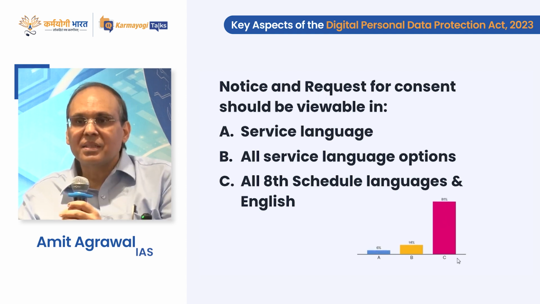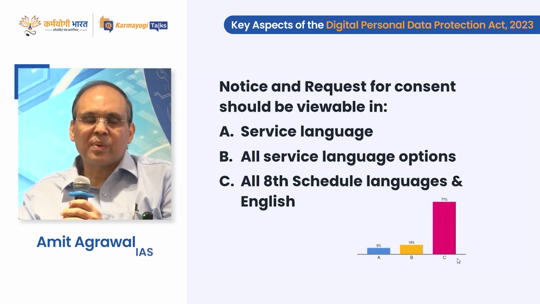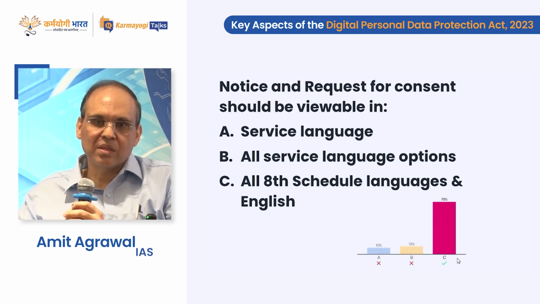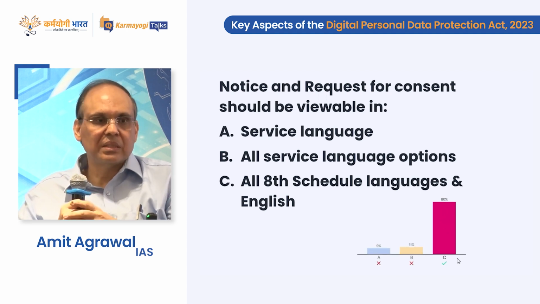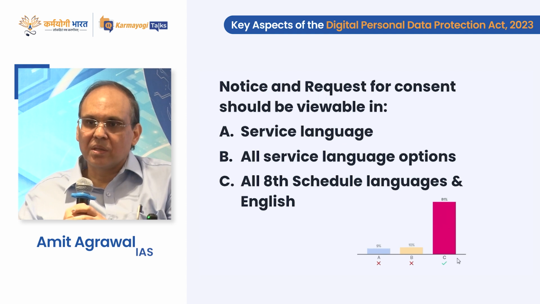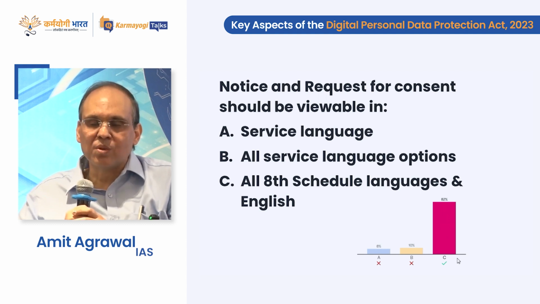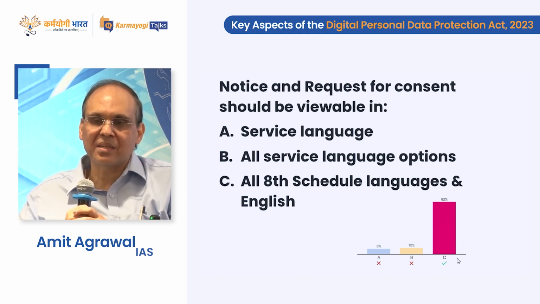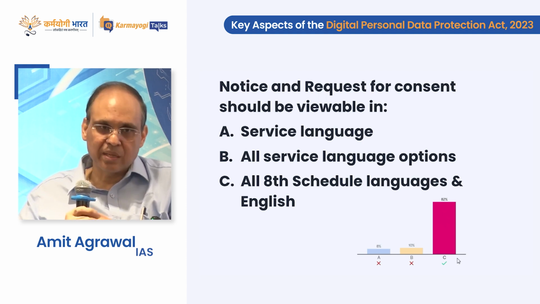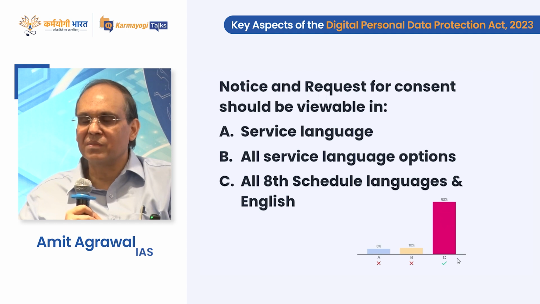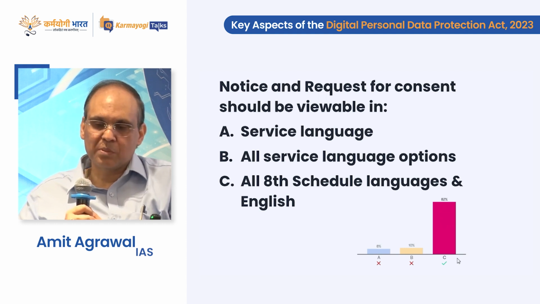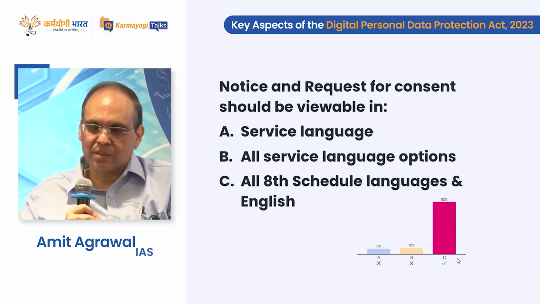So the answer really is C. Even if your platform or service or application is not in all the languages, it has to be offered in all, irrespective. This is limited not to everything, but only to notice and request for consent. The spirit of it is that for consent, you must know what you are giving, you must be able to read and understand it. What you do subsequently, you can take assistance, but otherwise consent is like a thumbprint, you're just giving it without understanding anything. So you must be able to view it in every language. Next.